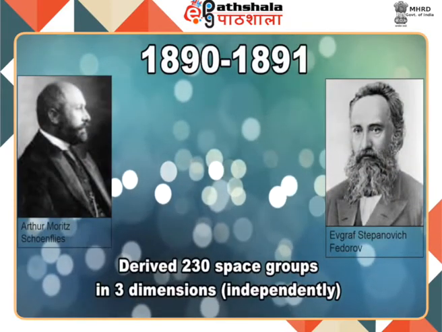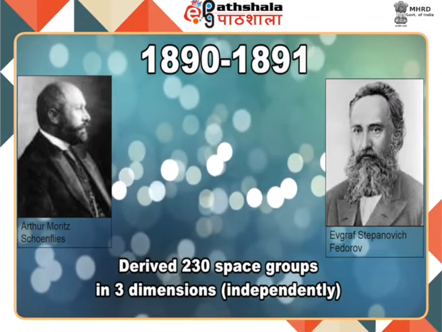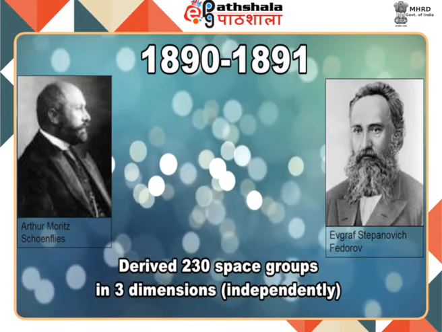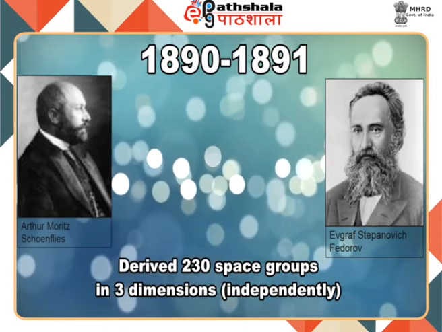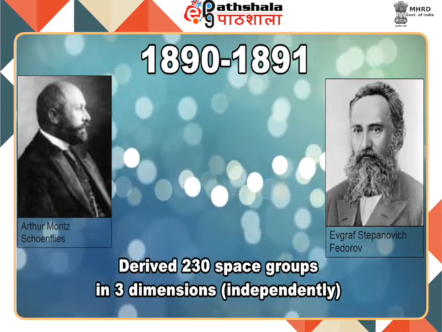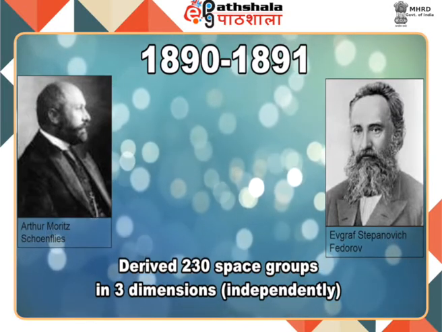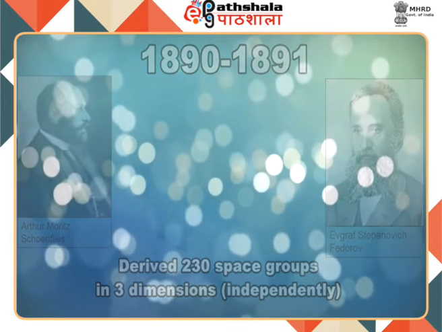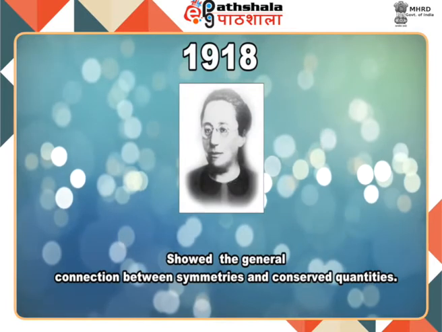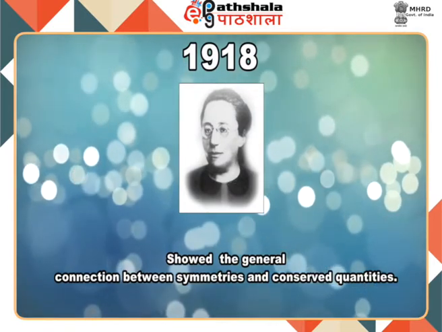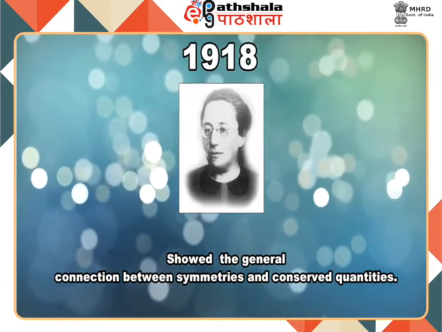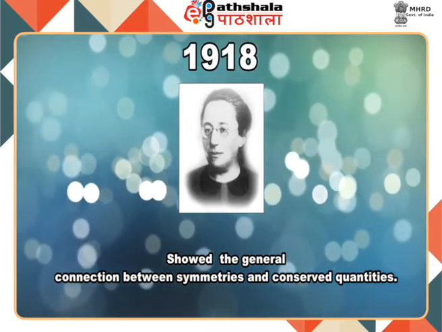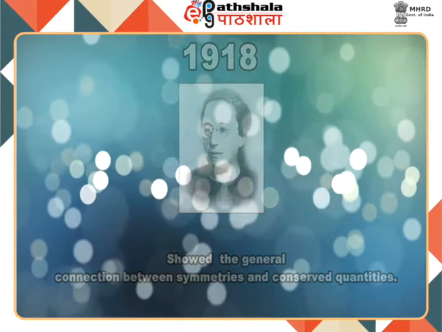During 1890 to 1891, A. M. Schoenflies and E. S. Fedorov derived 230 space groups in 3 dimensions. They both derived these independently. In 1918, E. Noether showed the general connection between symmetries and conserved quantities.